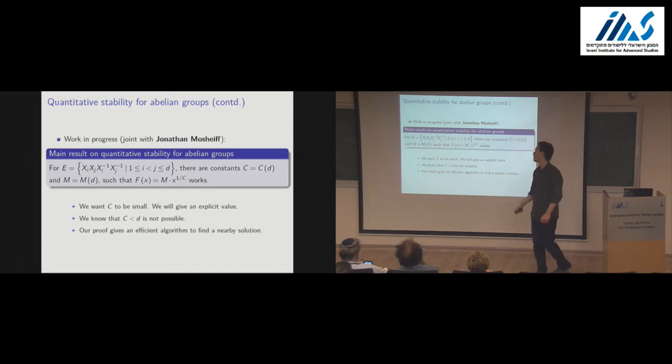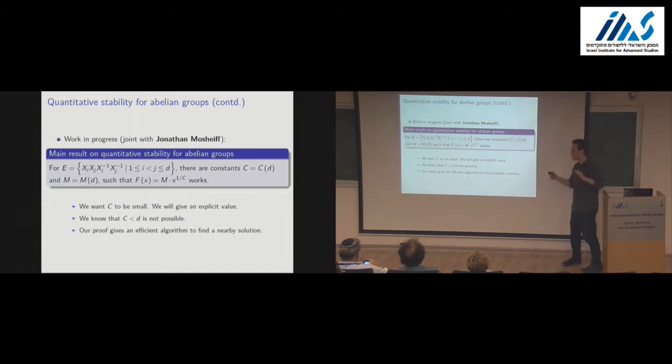So this is a work in progress with Jonathan Moshev. So it's not completely written up yet. We're working at it. But it says the following: for this particular set of equations defined by the commutators, there are some constants C and D, which depend on the number of variables but on nothing else, such that the function, the constant m times x to 1 over c, works. So this is not such a horrible function.